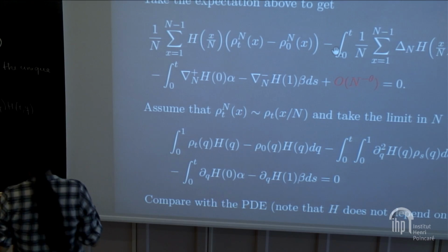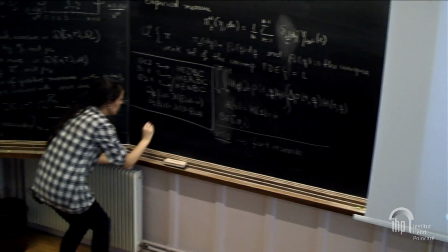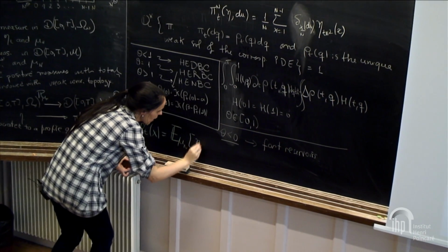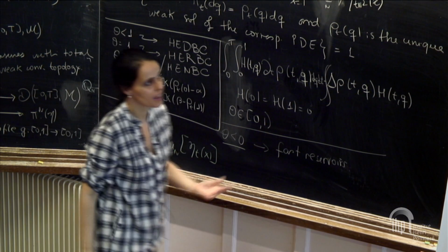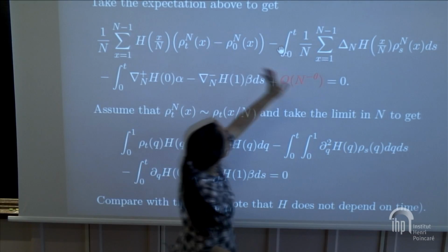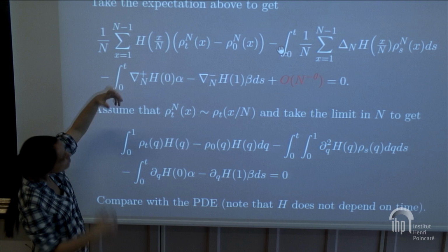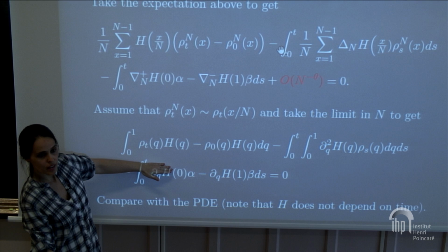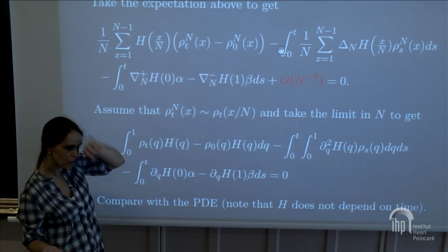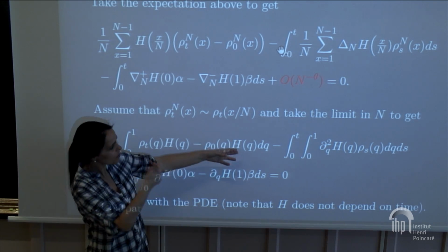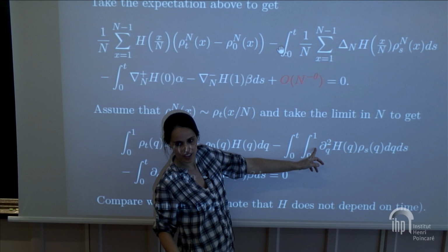I said what this guy is in the morning, but let me just say, this rho nt at x is the expectation with respect to mu n of eta tx. When you apply the expectation to the martingale, the expectation is constant. The martingale at time 0 is 0. So here is 0. And this is what you get. Now you suppose that this guy is close to the solution, rho t at x over n. And what you get is this. The difference between this and what we wrote for the notion of a weak solution to the PDE is that the h here does not depend on time. If it depends on time, then there is this extra factor with the derivative of s of h.